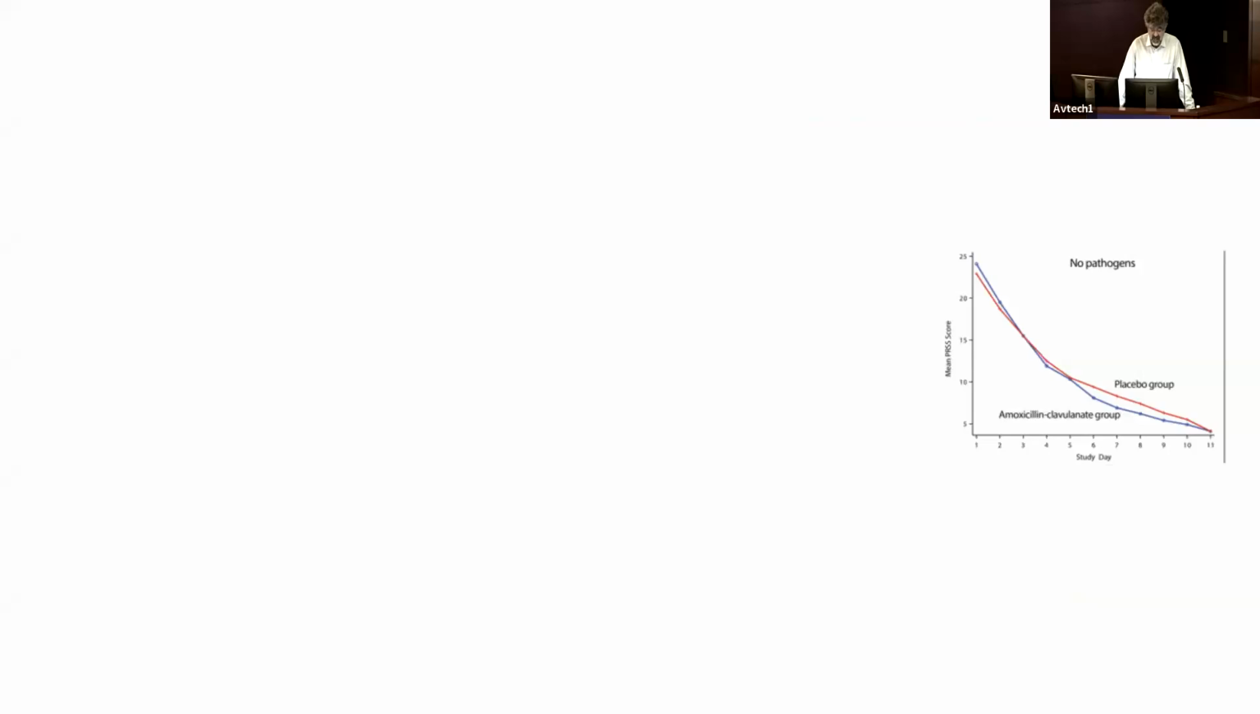And the main finding of the study was that in children with no pathogens in their nose at baseline, the two curves are pretty much the same. So it didn't matter if the children got antibiotics or placebo, they did the same. So our conclusion was, if you don't have pathogens in your nose, you probably don't have pathogens in your sinuses. Therefore, you don't benefit from antibiotics. And this is shown by this curve.